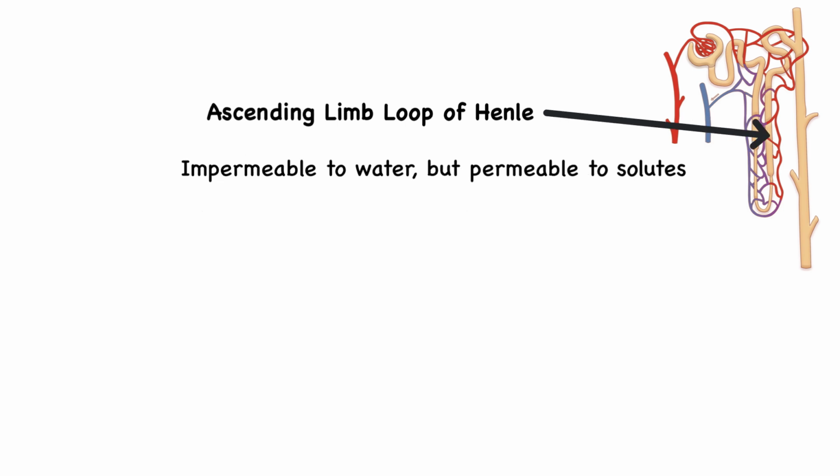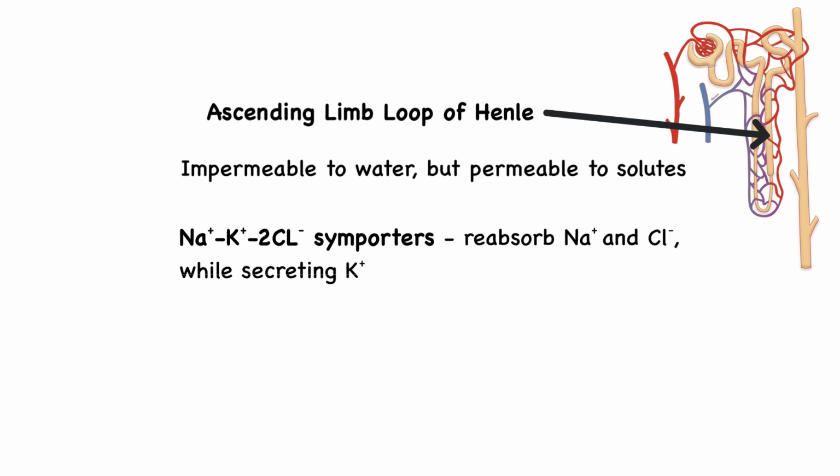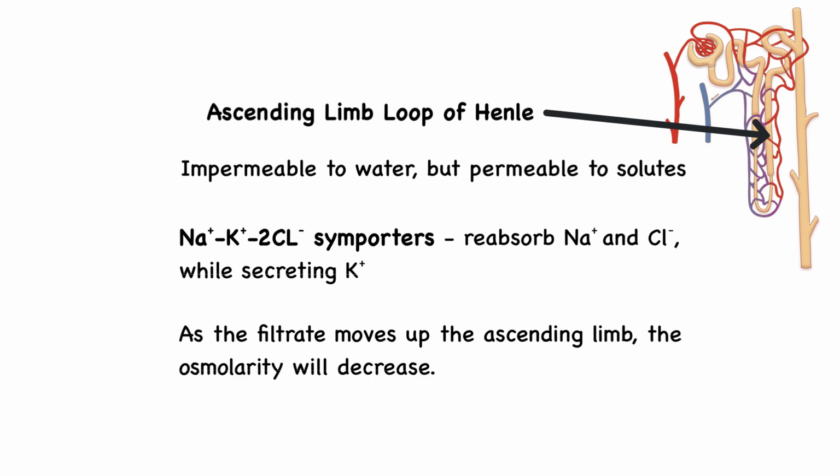In the ascending limb of the loop of Henle, we see that these cells are impermeable to water. So the thick ascending limb contains sodium, potassium, and chloride symporters that function in sodium and chloride reabsorption. And since this ascending limb is impermeable to water, little or no water can be reabsorbed as the filtrate moves through it. Those solutes are reabsorbed but not the water, so this will decrease the osmolarity of the fluid as it moves up the tube.